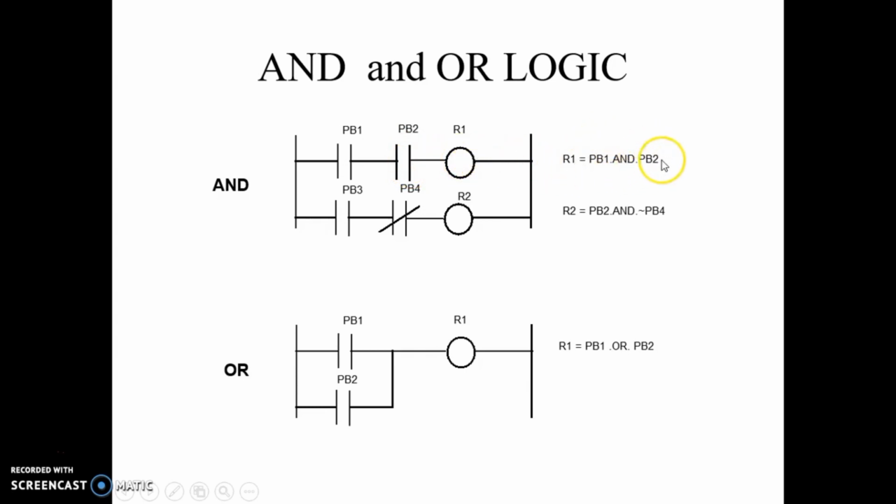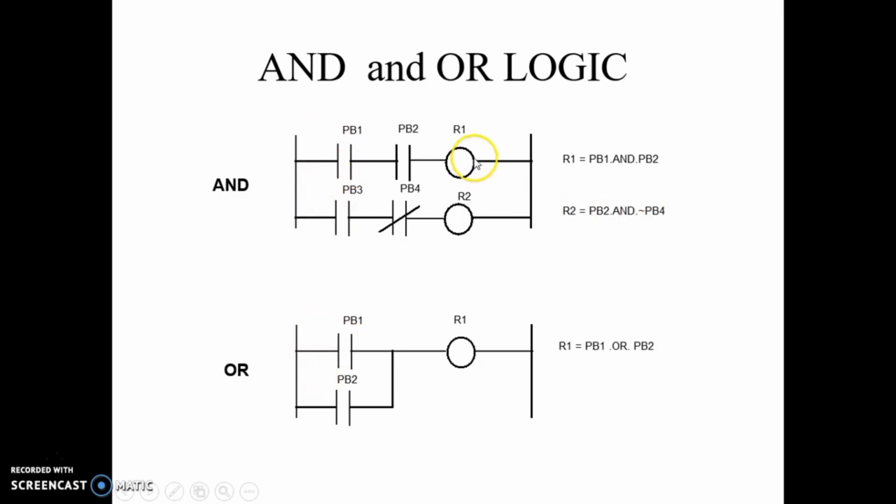So this is the Boolean logic for this ladder logic. Now in the second rung, it is shown that PB3 is a normally open contact and PB4 is a normally closed contact. So whenever PB3 is energized and PB4 is in its normal condition, then and only then will it give output. Whenever PB4 is energized, the contact will be broken and it will not deliver an output at R2.